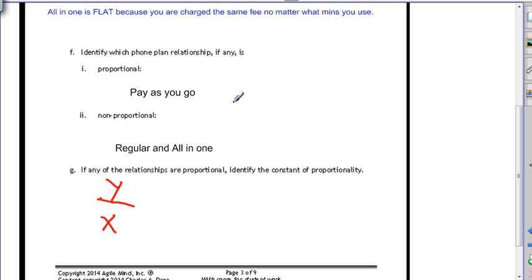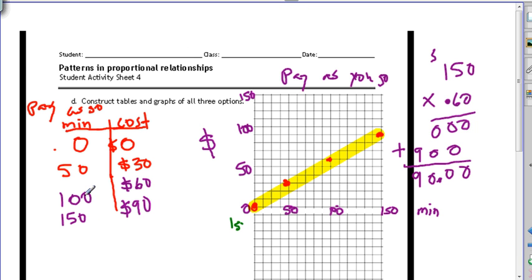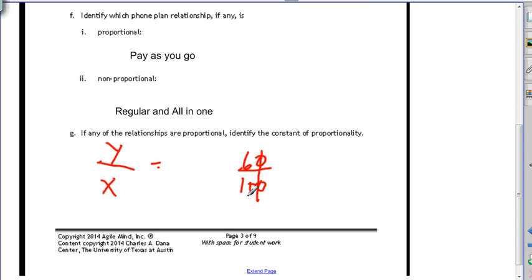So for the pay as you go, let me look back at the chart. We can't use 0, 0, but I like even numbers, so I'm going to use 60 over 100, okay? The reason I got 60 over 100, let me turn back a page, is because 60 is my output and 100 is my input. So 60 over 100, the zeros cross out, I have 6 over 10. 6 over 10 can be reduced, they're in the same times tables, to 3 over 5. So that's my constant of proportionality.